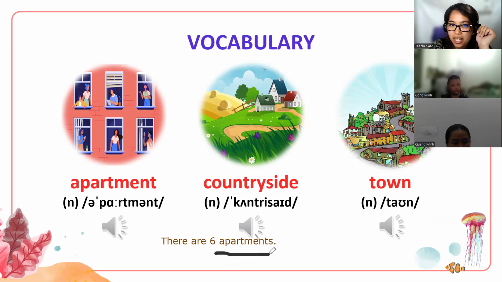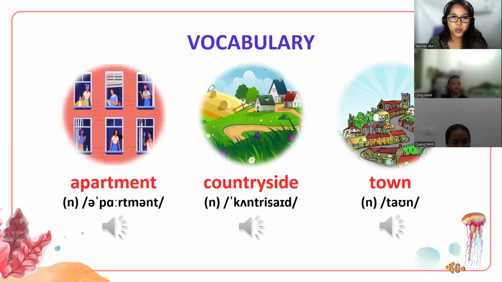Apartment. Great. Okay, now do you live in an apartment? Yes or no? Yes. Very good. Okay, now how many apartments are there in that building? Có bao nhiêu căn hộ trong tòa nhà đó? It's 21. Wow, very good. Okay, now, which floor do you live on? Bạn sống ở tầng mấy? Fourth floor. Nice.